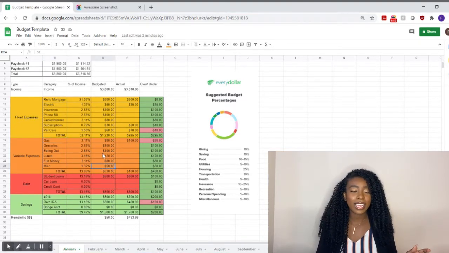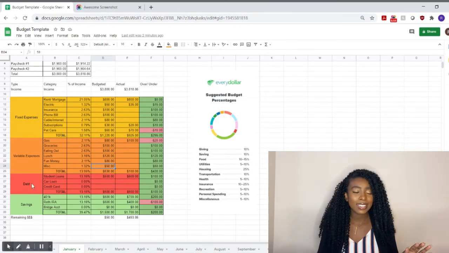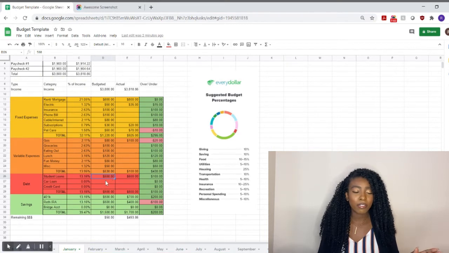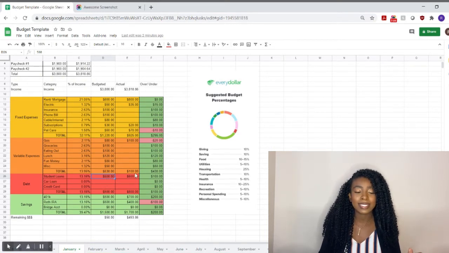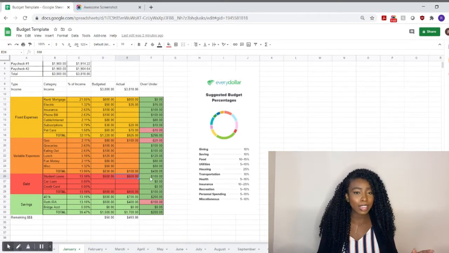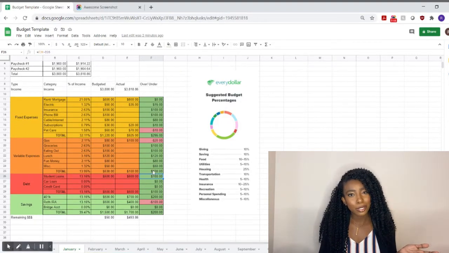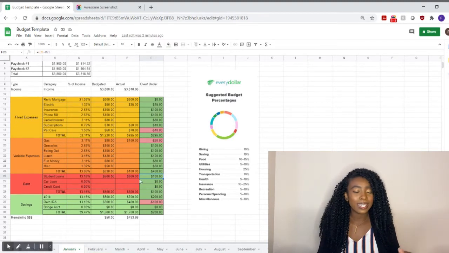Next is a category that I love and hate at the same time, and that is the debt category. I have student loans, and for example here, I put $500. Now, if I have $500 budgeted and I pay $600, I formatted that to be in green because that is great. You should pay more to your debt. You are not over budget per se. I would put you in the green that you're doing the right thing.